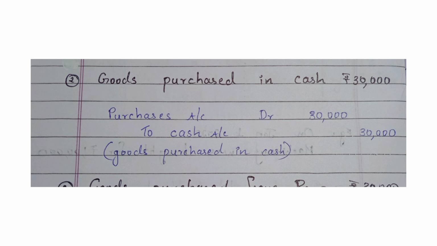Here you just have to understand that whenever there is a purchase involved, there will be a purchase account, so you have to debit it. Whenever there is purchase, you have to debit it. Here it is bought in cash, so the two accounts are purchases account and cash account. So the journal entry will be purchases account debtor to cash account. We are writing the amounts in the debit and credit columns. The narration will be goods purchased in cash, simple one.